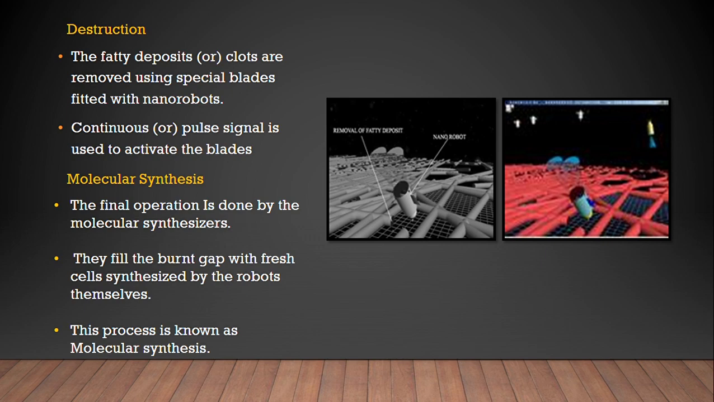Destruction. The fatty deposits and clots are removed using special blades fitted to the nanorobots. A continuous pulse signal is used to activate the blade. Molecular synthesis. The final operation is done by the molecular synthesizers. They fill the burnt gap with fresh cells synthesized by the robots themselves. This process is known as molecular synthesis.